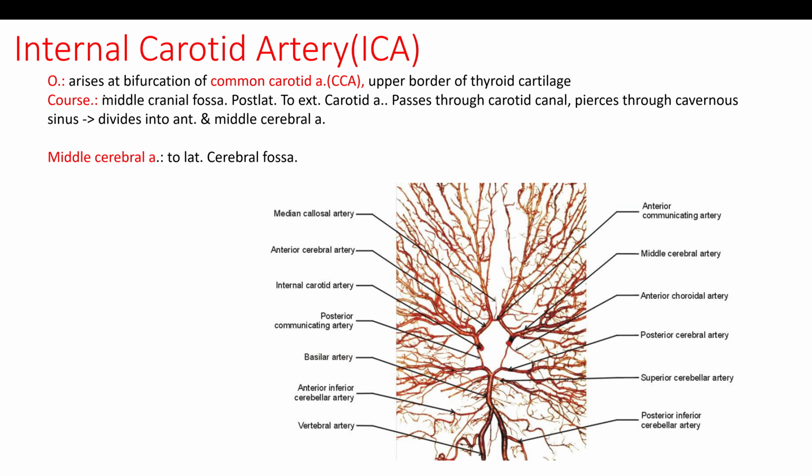up to the parieto-occipital fissure. The middle cerebral artery is a continuation of the internal carotid artery running into the lateral cerebral fossa, terminating at the cortical branches, which supply a large amount of the lateral aspect of the hemispheres. Also the ophthalmic artery.